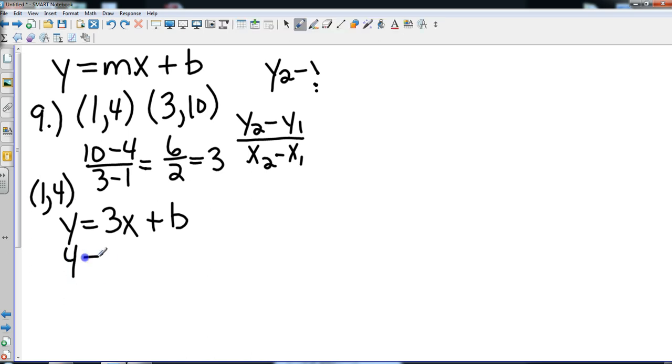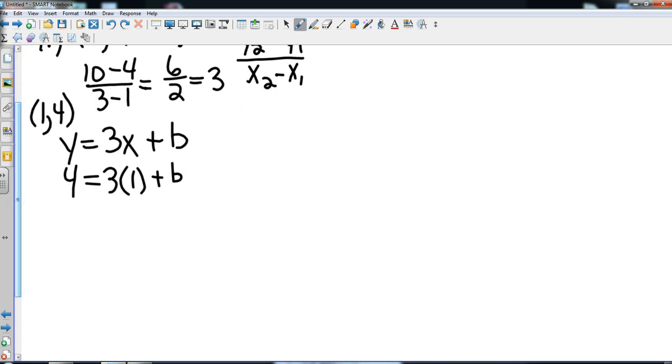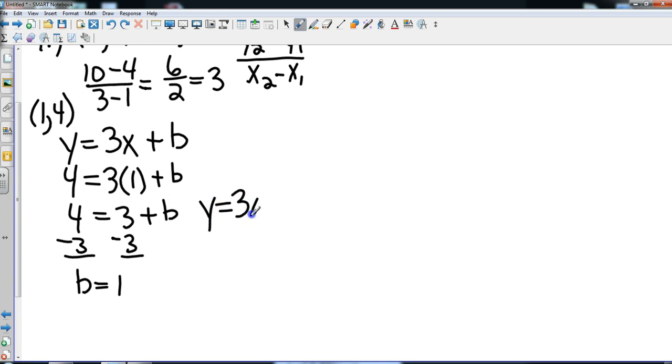So that gives me 4 equals 3 times 1 plus b. Now, how am I going to solve that? Okay, so I get 4 equals 3 plus b. If I want to get b by itself, what do I do with that 3? Subtract it from both sides. And so b equals 1. My slope is 3. My y-intercept is 1. What's my equation? Y equals 3x plus 1.